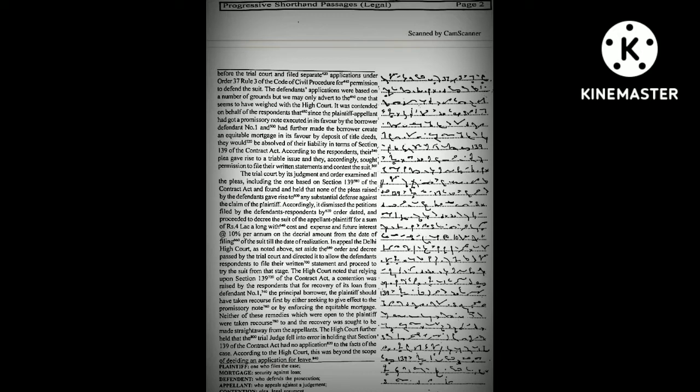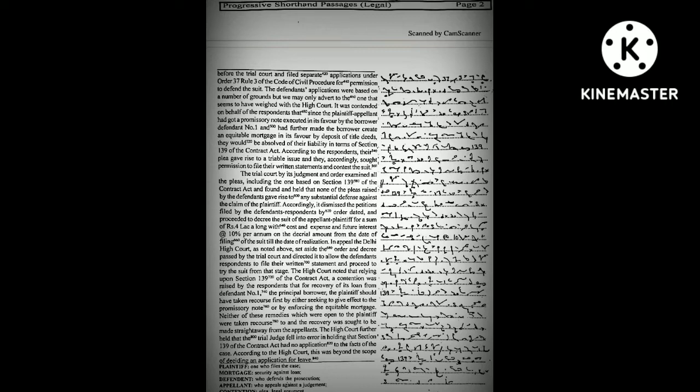Defendant number 1 did not appear in the suit despite notice. The two defendants respondents, however, appeared before the trial court and filed separate applications under Order 37 Rule 3 of the Code of Civil Procedure for permission to defend the suit. The defendants' applications were based on a number of grounds, but we may only advert to the one that seems to have weighed with the High Court.